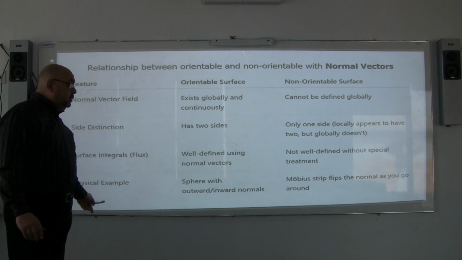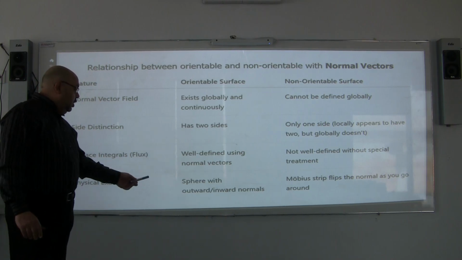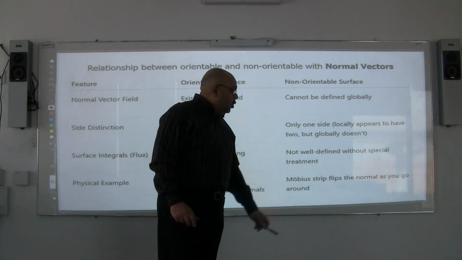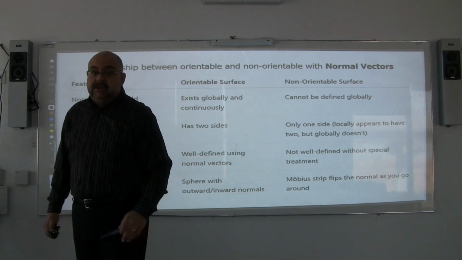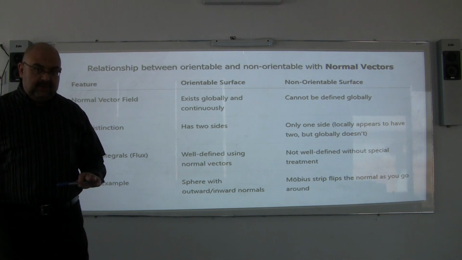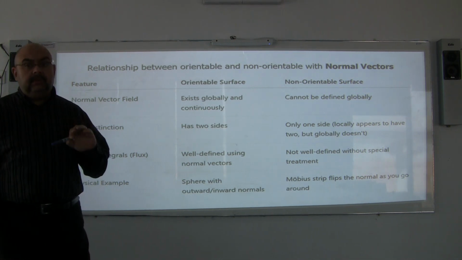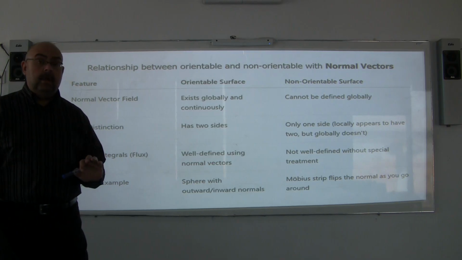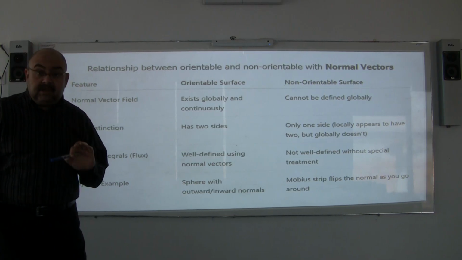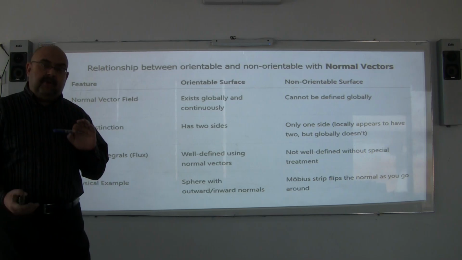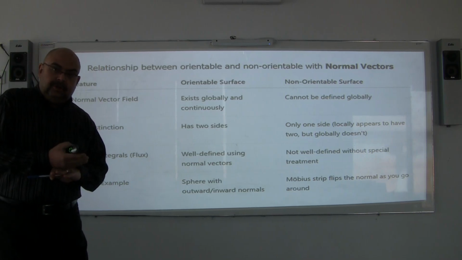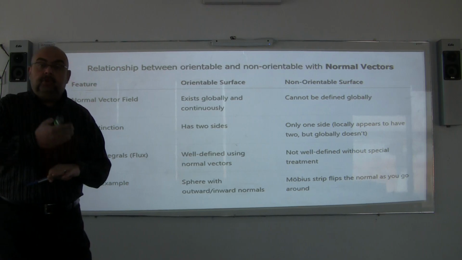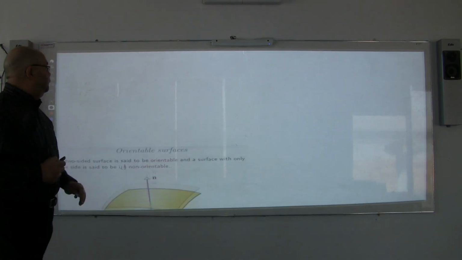In physical examples such as a sphere, there are outward and inward normals, while Möbius strips flip the normals as you go around. This is why we went through this part, in order to determine the normal vector, which will play a magic role with us in trying to flip from surface integration into contour integration, or from surface integration to triple integration, as we will see.